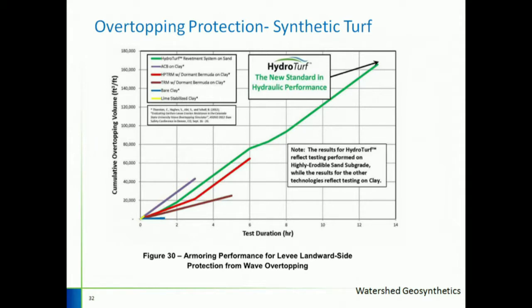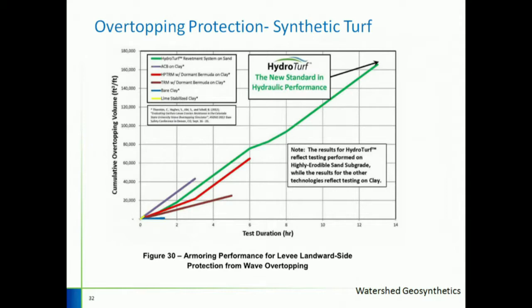Here's a plot that shows the performance out of that test. Test duration versus cumulative overtopping volume, and the hydroturf material that they tested on that slide that I showed you is shown here. And according to this test result, it outperforms the HP TRM and the TRM with dormant Bermuda on clay. But the ACB, which we're going to talk about in a second, performed better on that particular case. ACB is articulated concrete block.